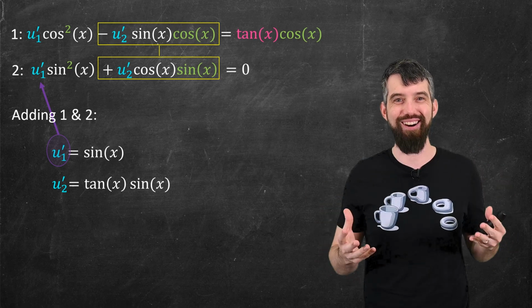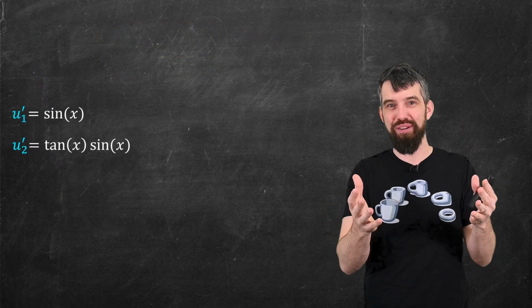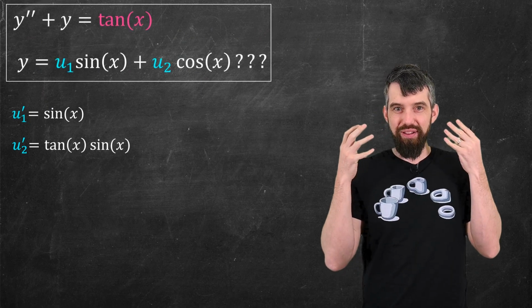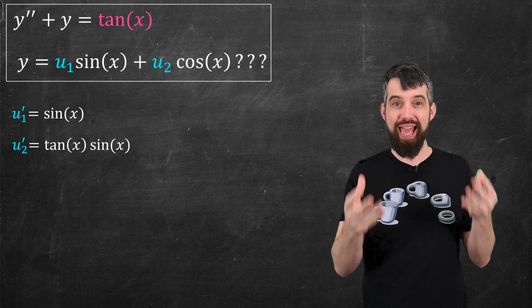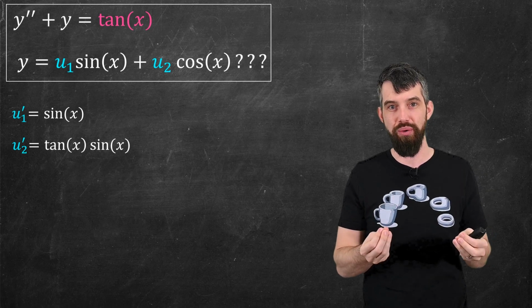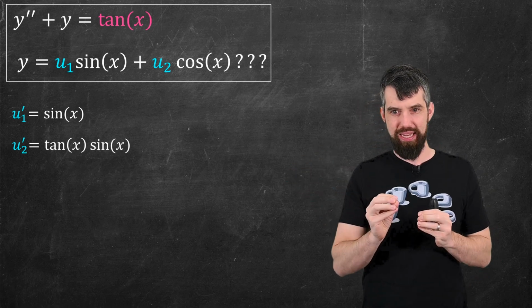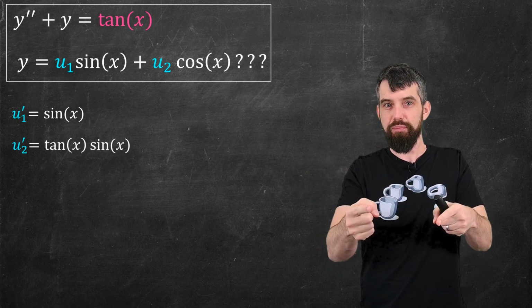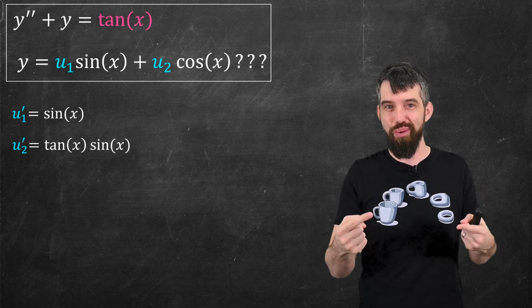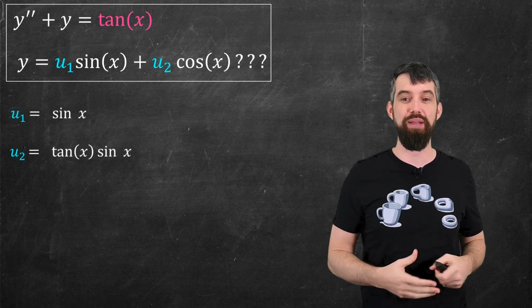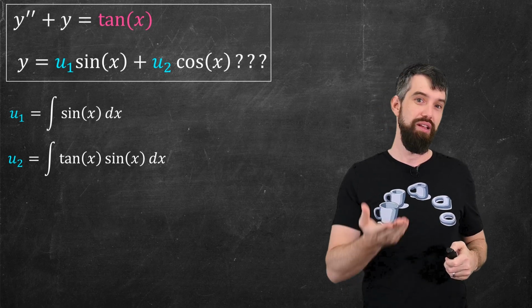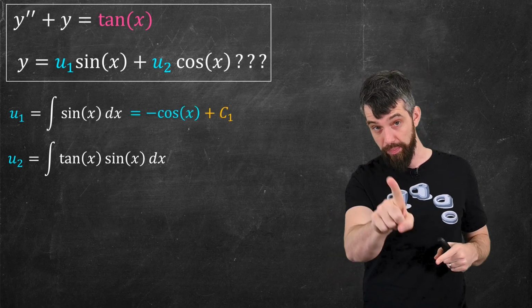So where are we in our larger development? I began with this differential equation. I made this variation of parameters guess where I'm trying to find a u1 and a u2, and I've almost got that. I've got their derivatives. So to get to the original u1 and the original u2 like I was setting, let me just take an integral on both sides. The integral of sine is easy, it's just negative cosine plus a constant.